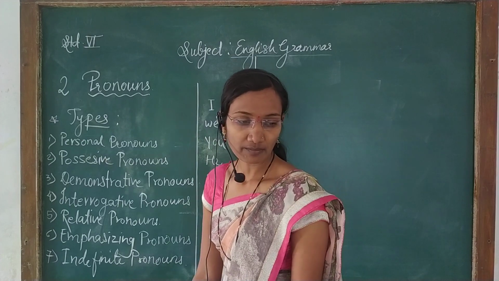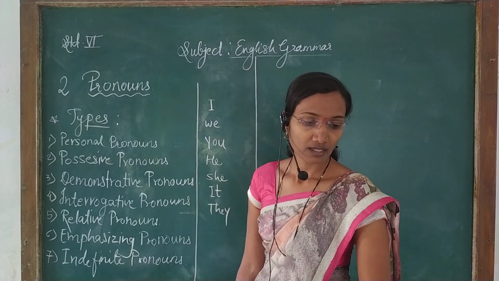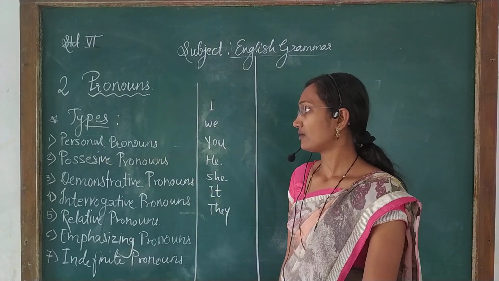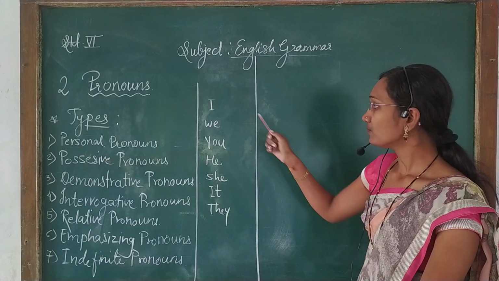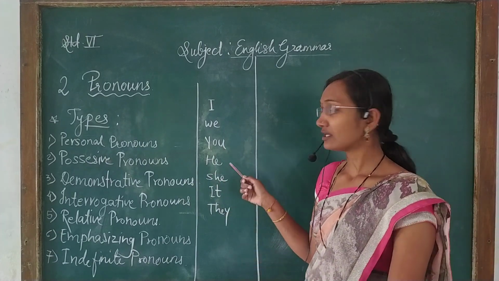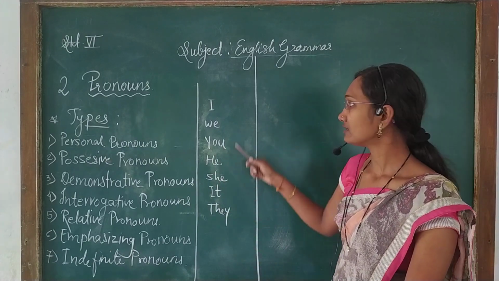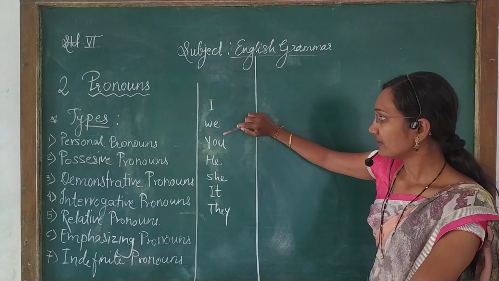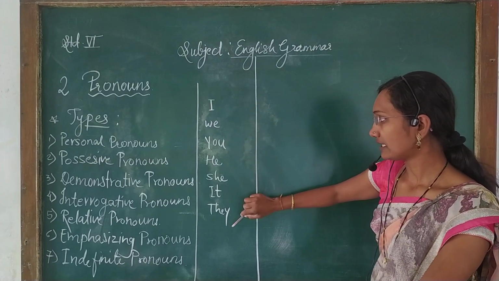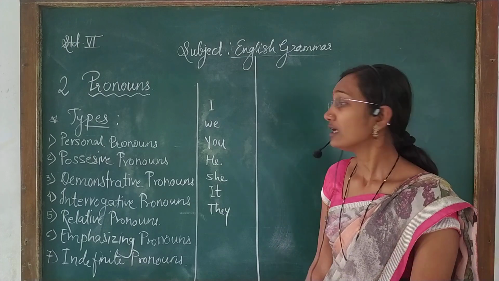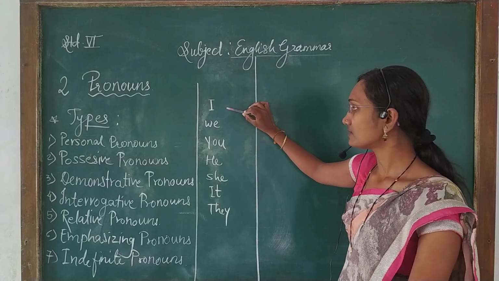So see page number 22. First one, personal pronouns. Before that you must know the pronouns. There are 7 pronouns written here: I, we, you, he, she, it, and they. These are the 7 pronouns. The first one is called first person.